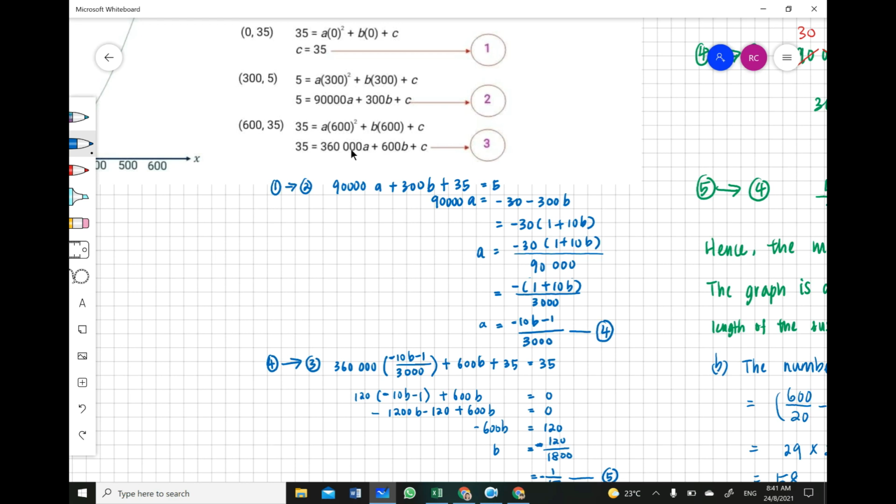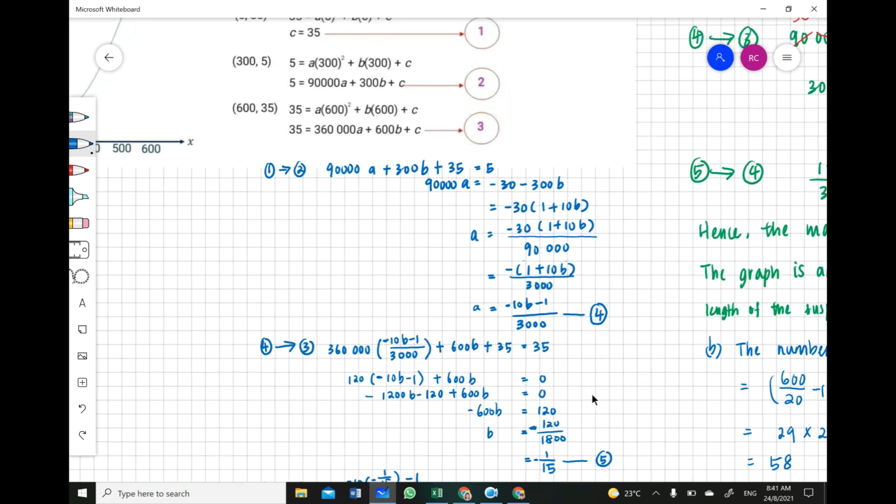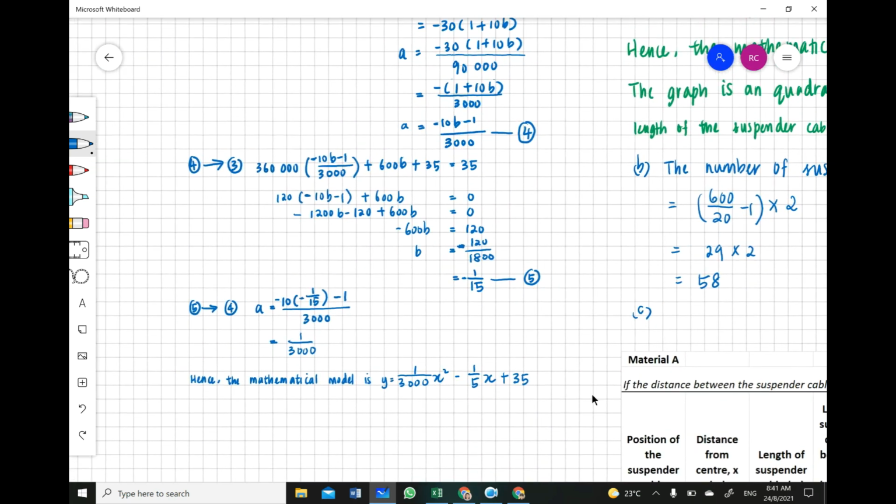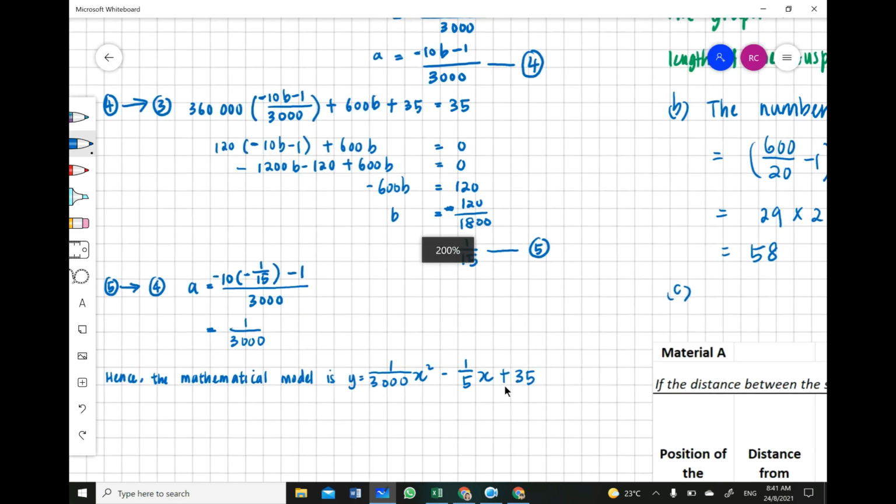So 360,000 A, this is the A that we get just now, plus 600B plus 35, which is the C, is equal to 35. So we solve everything again. Okay, solve everything again from here. I make it bigger.